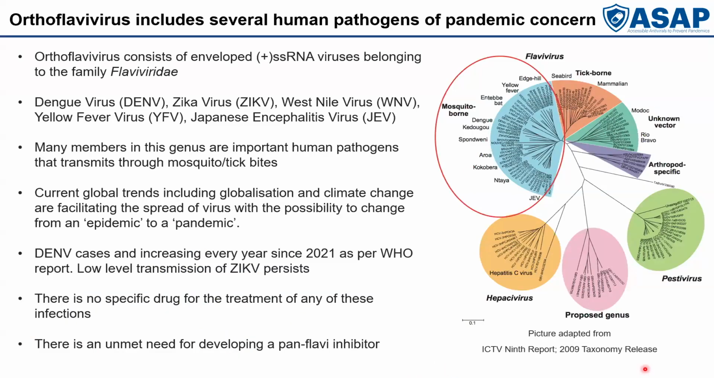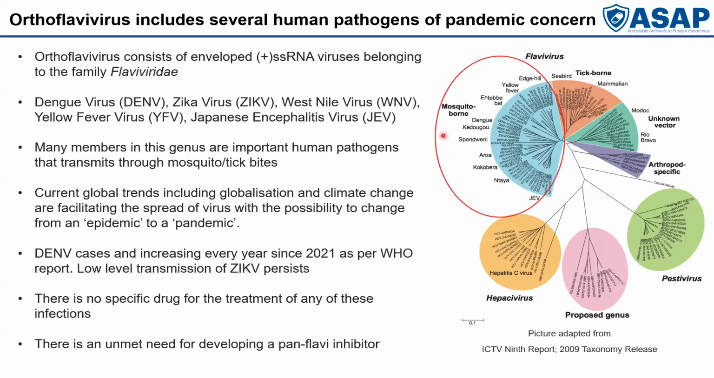Let me start by briefly explaining what orthoflavivirus is and why are we interested in developing antivirals against this virus. Orthoflavivirus consists of enveloped, positive sense, single-stranded RNA viruses belonging to the family Flaviviridae. It has mainly 4 members, and one of the members is a flavivirus or orthoflavivirus. Some of the members in the orthoflavivirus involves dengue virus, Zika virus, West Nile virus, yellow fever virus, Japanese encephalitis virus, and many others. An important highlight here is most of the members of this family are human pathogens.